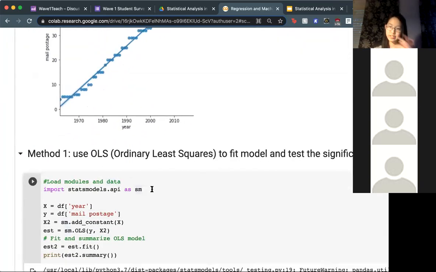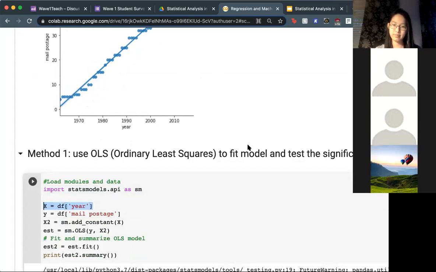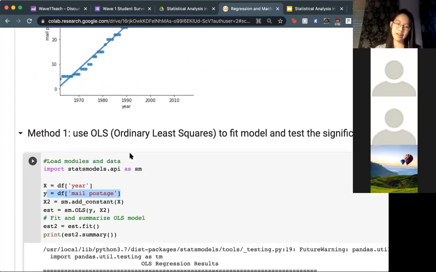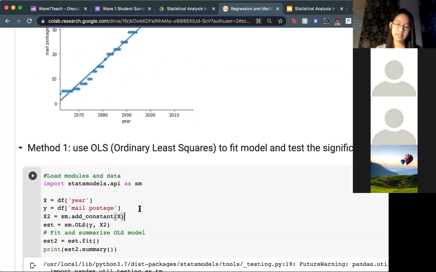But here, load your module. So the package to load here is statsmodels.api. You can import that. What this can help you do is take your explanatory variable, which is your year, and then take your response variable, your mail postage, as you can see on that scatter plot.